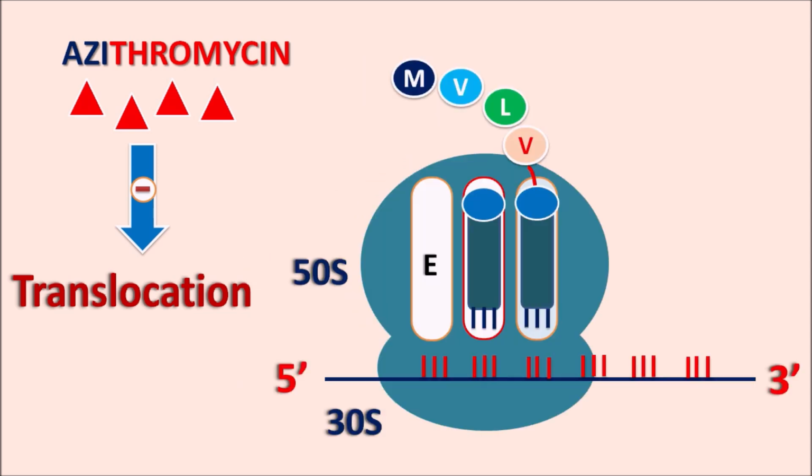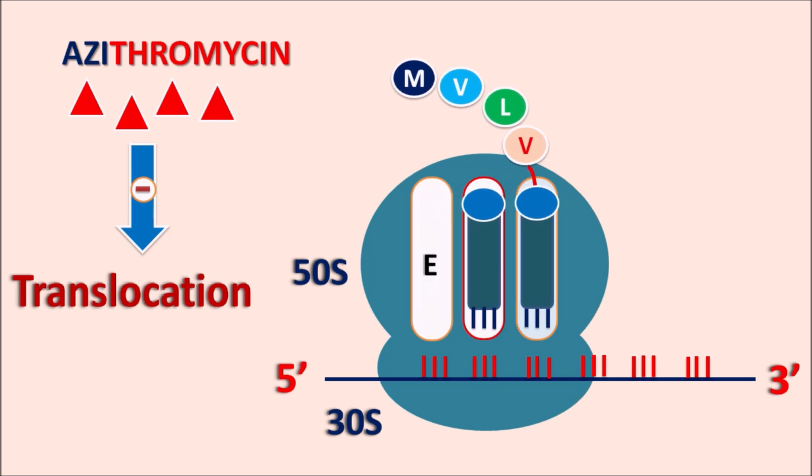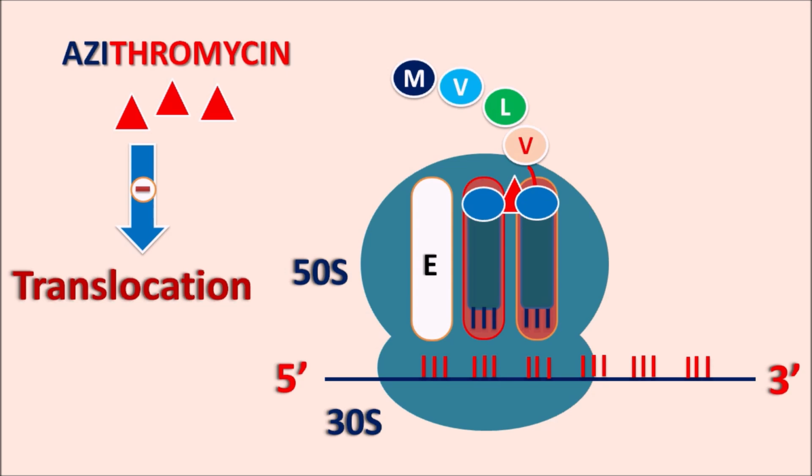So within this bacterial protein synthesis, the newly formed peptide chain can be translocated from one side to the other side. This translocation can be blocked by azithromycin. Now this azithromycin can bind to this 50S subunit, thereby preventing the translocation within the bacteria. So this is one of the actions of azithromycin on bacterial protein synthesis.